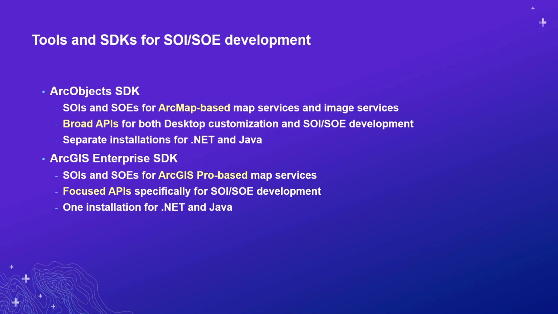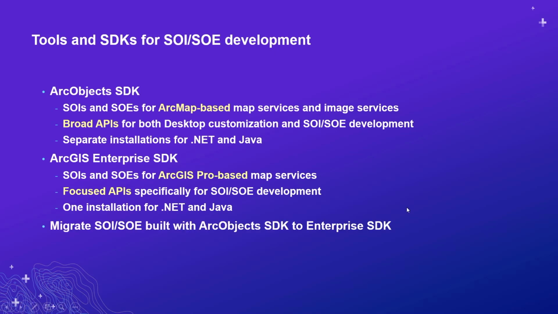On the other hand, Enterprise SDK provides a more focused API, especially for SOI and SOE development. The interfaces or classes that can't be applied in SOI or SOE are not included. From this perspective, the Enterprise SDK's API looks like a subset of the ArcObjects API. But these two APIs are distinct and different APIs, and they are not interchangeable. Before you start developing an SOI or SOE, you need to decide which SDK to use based on the platform which your service is published from.